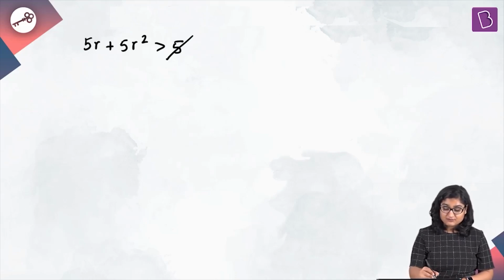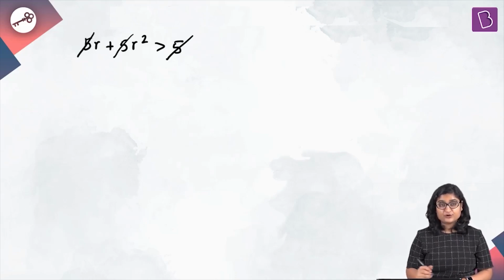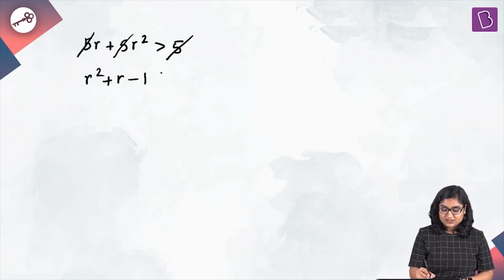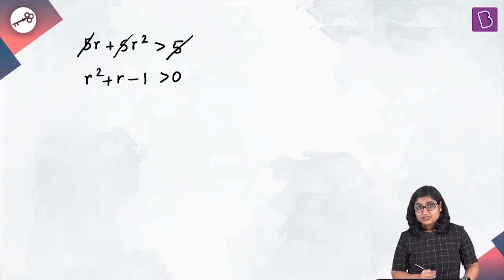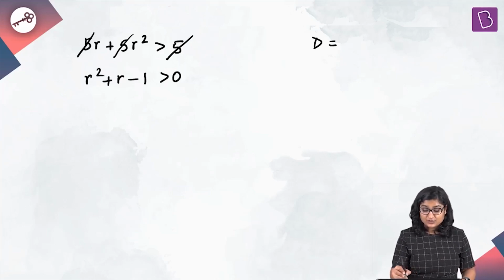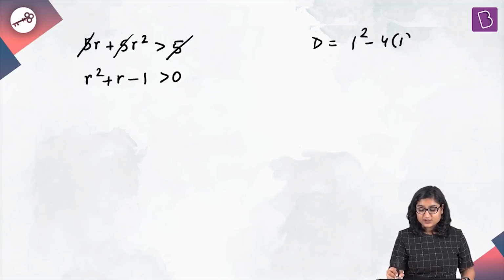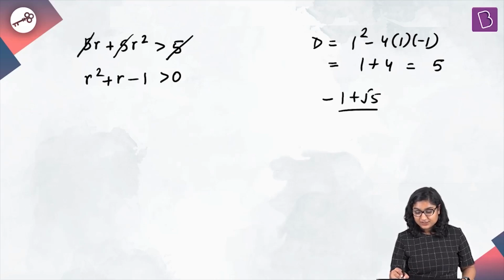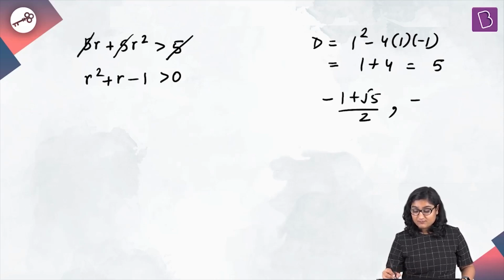Again, 5 is a positive number. Cancelling it out from the complete inequality, we get r² + r - 1 > 0. If we calculate the value of D for r² + r - 1, we get D = 1² - 4 × 1 × (-1), which is equal to 1 + 4, which is 5. Alright, now one root would be (-1 + √5)/2, and the other root would be (-1 - √5)/2.